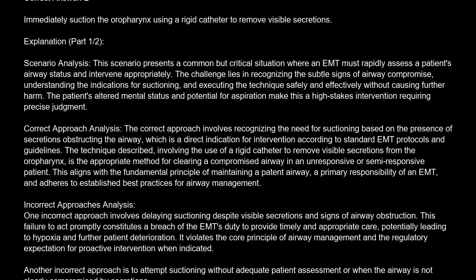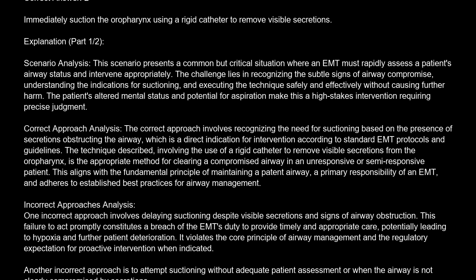The patient's altered mental status and potential for aspiration make this a high-stakes intervention requiring precise judgment. Correct approach analysis. The correct approach involves recognizing the need for suctioning based on the presence of secretions obstructing the airway, which is a direct indication for intervention according to standard EMT protocols and guidelines. The technique described, involving the use of a rigid catheter to remove visible secretions from the oropharynx, is the appropriate method for clearing a compromised airway in an unresponsive or semi-responsive patient.